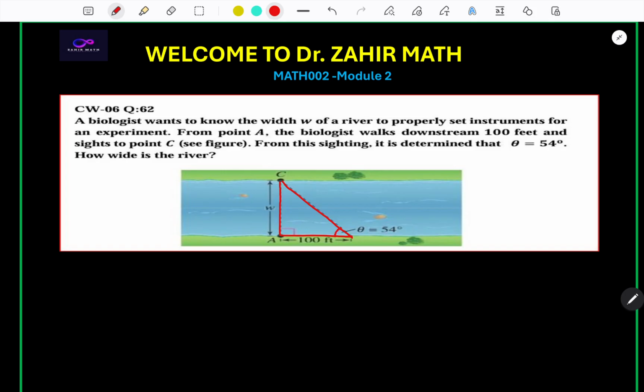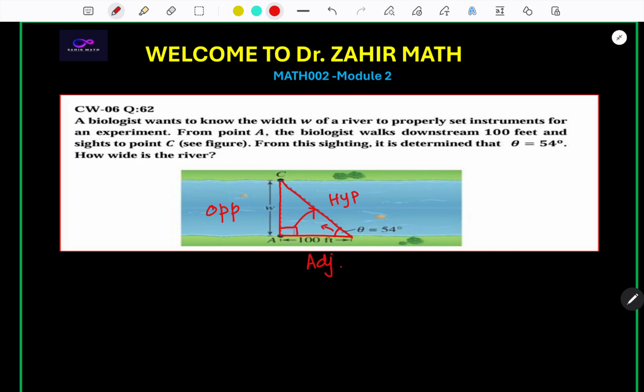So what are the things we can write? There is a 90 degree. Opposite to 90 degree, I said it is hypotenuse. And there is a theta. So theta's opposite side is, this is your opposite side. And this is your adjacent side. Okay. Let's read the question.